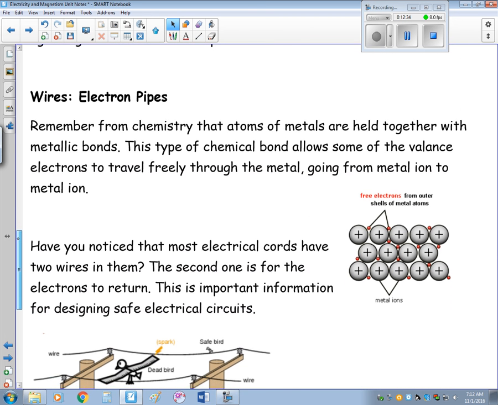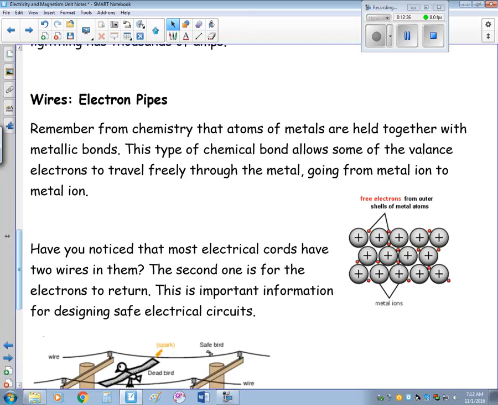Now, the way we move this electric current around is through wires. We can think of wires like a pipe for electrons, kind of like how water is carried through pipes. So from chemistry, I want you to remember the atoms of metal are held together with metallic bonds. And this type of chemical bond allows some of the valence electrons to travel freely through the metal, going from one metal ion to another. Those free electrons sometimes are called the sea of electrons.